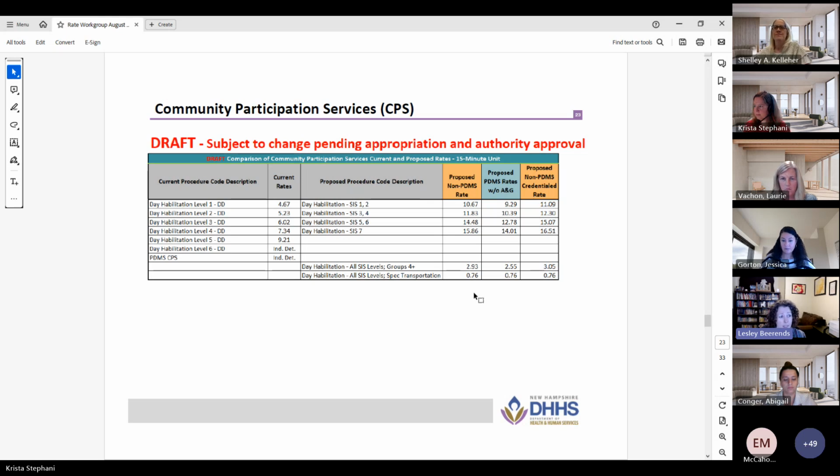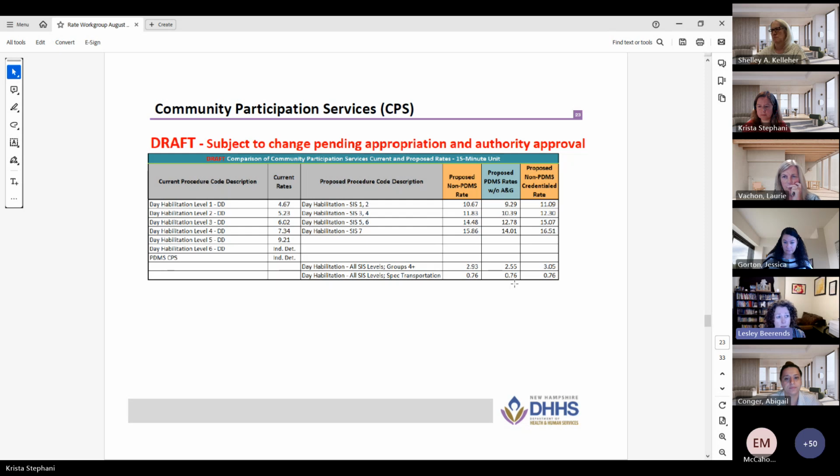Next to that column, you're going to see the proposed PDMS rates. The difference between those is the administrative and general component. Those PDMS rates still include an employee benefits component. They still include a productivity component for most services. They don't include that A&G, and that is due to the proposed FMS rate that would then reimburse for those administrative and general expenses. So that is the difference for those PDMS rates.